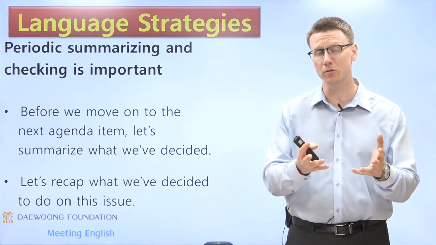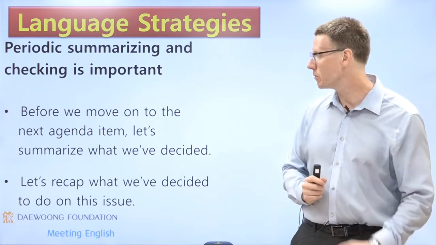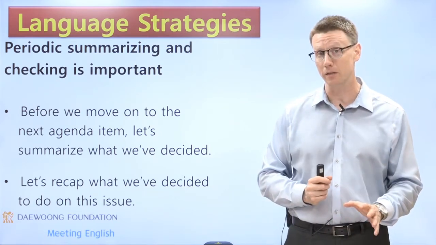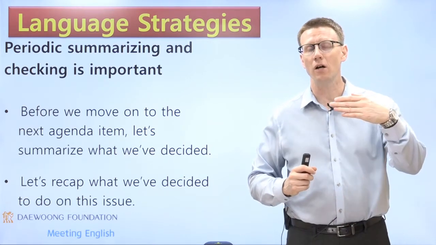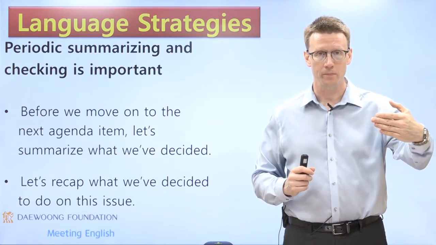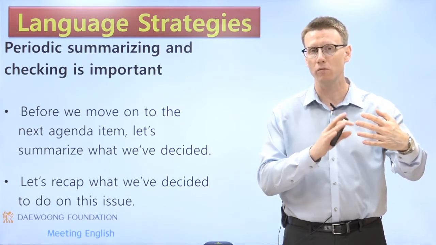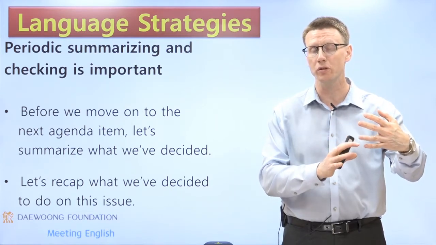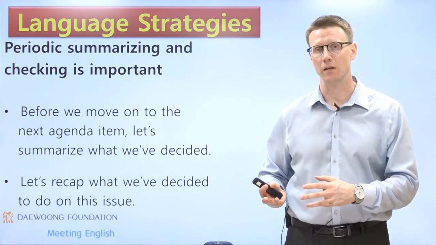So let's look at some expressions that would explain how this would work. The first one is, before we move on to the next agenda item, let's summarize what we've decided. So let's say we've talked about agenda item number 1, and now we want to summarize what was decided, what was agreed upon, what was the conclusion regarding agenda item number 1 before we move on to the second one.